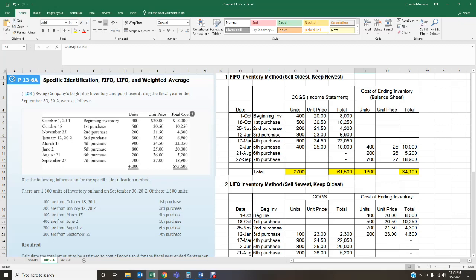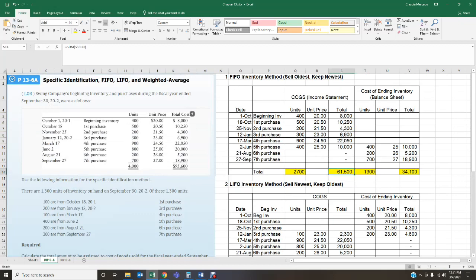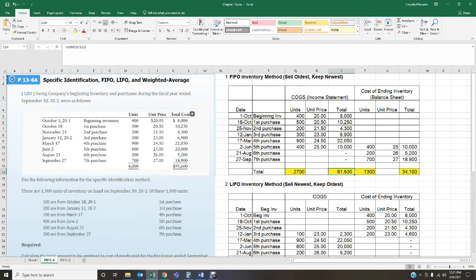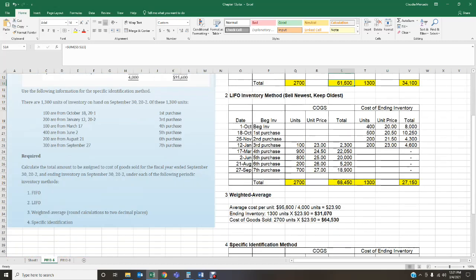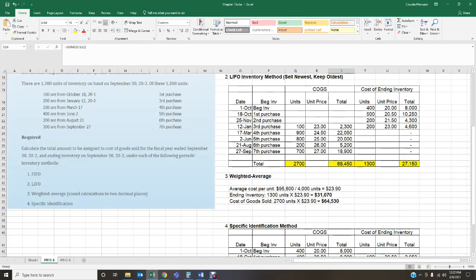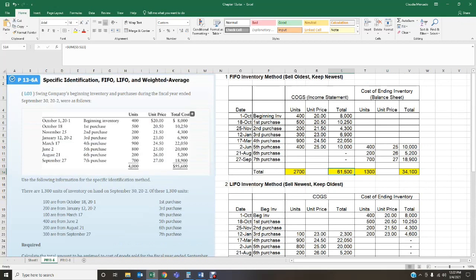Okay. So this is the layout as well as the calculations. When they ask here, required, calculate the total amount to be assigned to cost of goods sold. This is my cost of goods sold number right there for each of the columns. And then the ending inventory on September 30th under each of the columns. So my ending inventory is right here at the end, 34,100 for FIFO, 27,150 for LIFO, and then 3,170 for the weighted average, and then 32,400 for the specific identification method. So that is basically it.